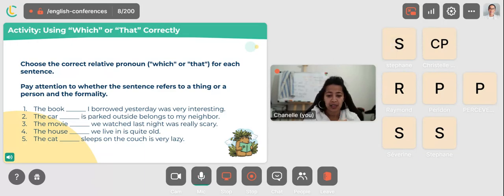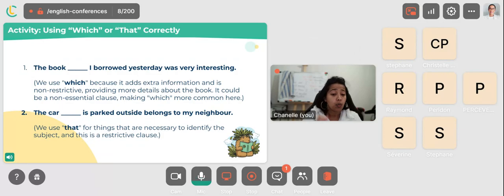Wonderful. The house we live in is quite old. The house which we live in or that. Let's have a look at number 5. The cat sleeps on the couch is very lazy. Which or that? Which, okay. Let's have a look at the answers.